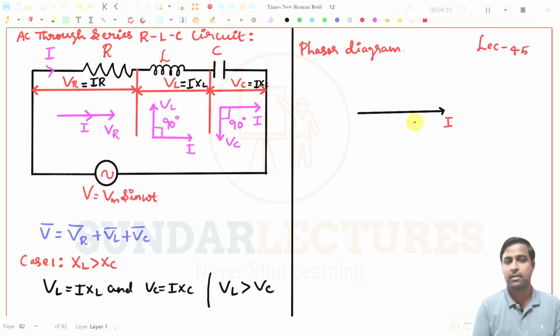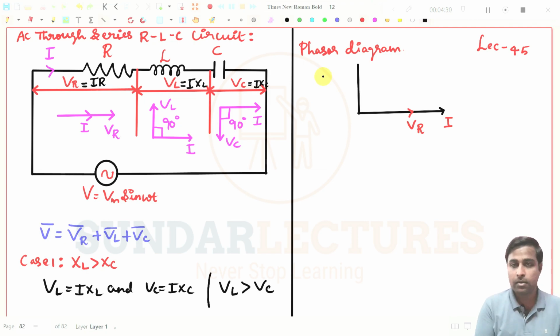Now what happens to VR? Obviously VR will be here, because that is in phase with I. Now I will take VL in this direction. See, this is now VL. VL always leads the current by 90 degree, and VC will lag the current by 90 degree. So I will take it like this.